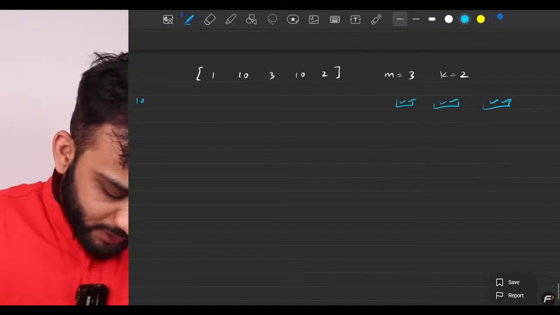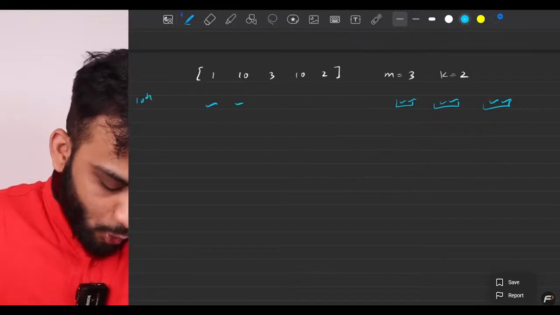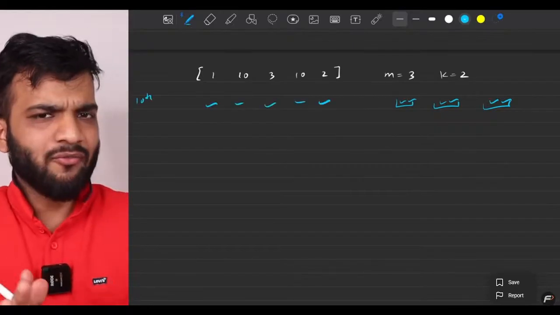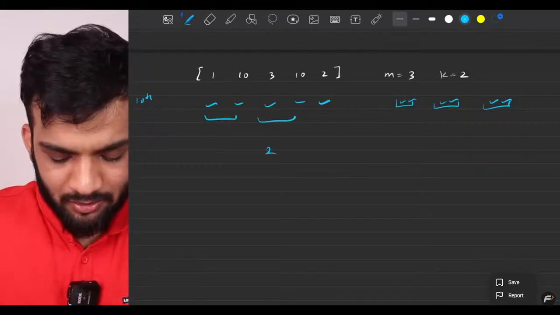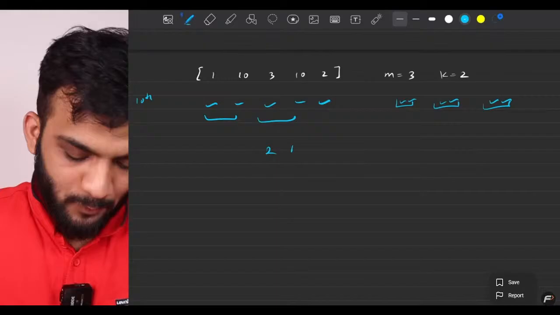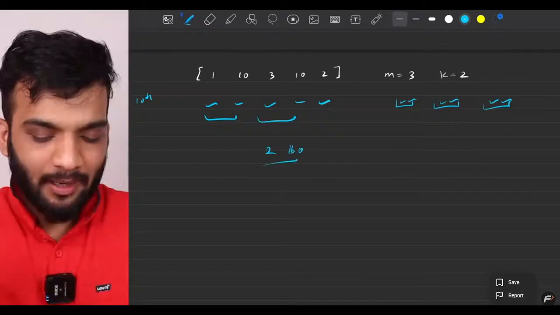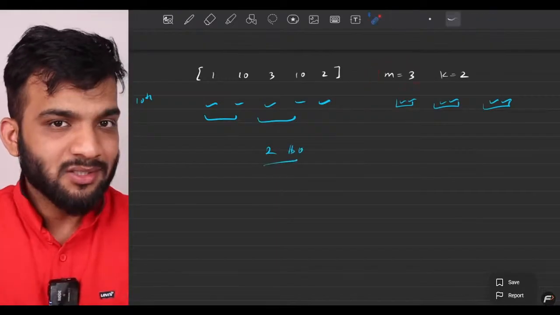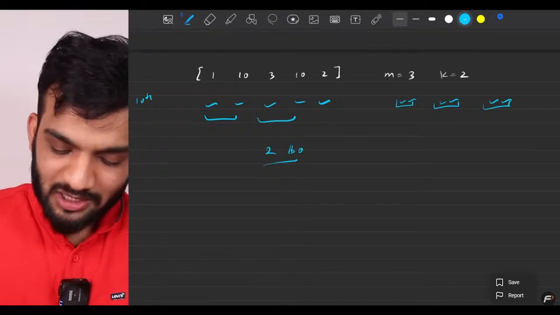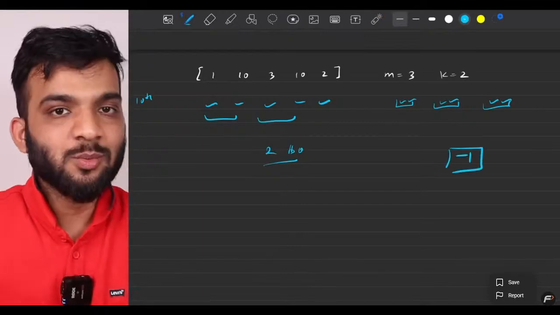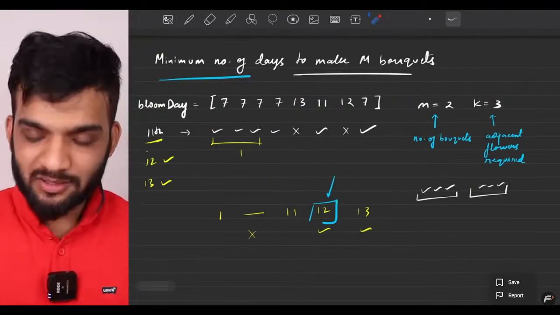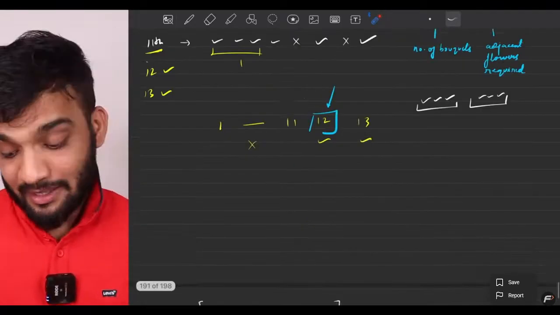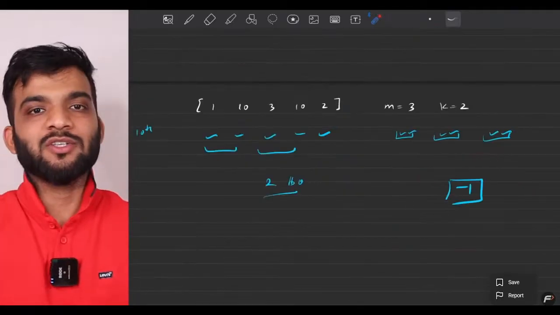Even if you take the 10th day, all the flowers would have already bloomed, and I can at max make two bouquets. That is what I can make, and the problem is demanding you to make 3 bouquets. So in such cases you have to return me -1. If it is possible, tell me the minimum number of days. If it is not possible, straight away return -1. That is what the question states.